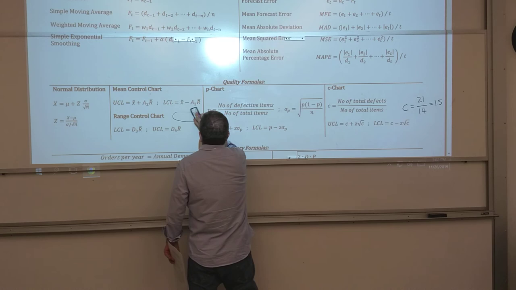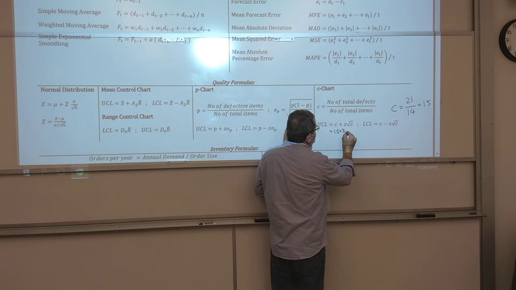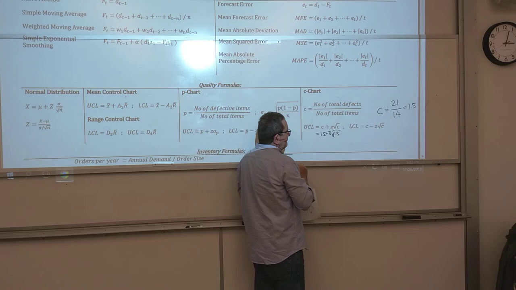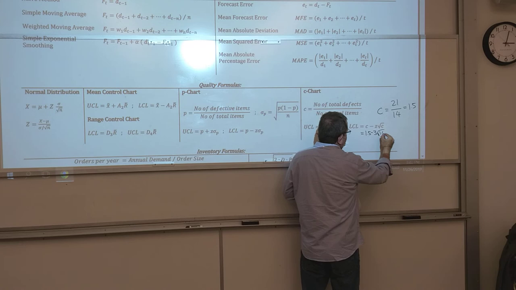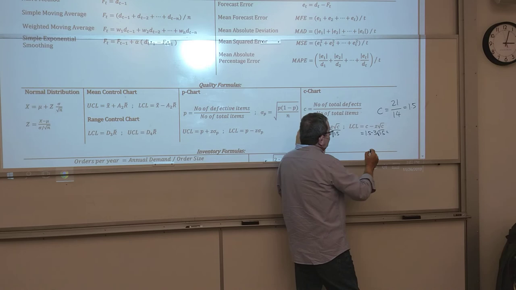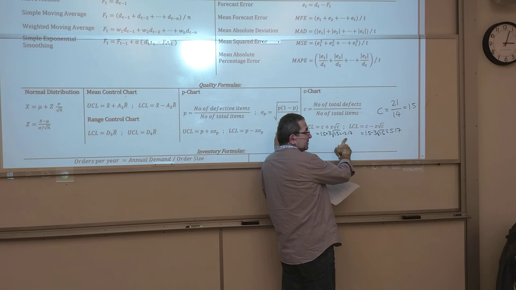So the upper control limit will be 1.5 plus 3 times square root of 1.5, because 3 sigma was given in the question. The lower control limit will be 1.5 minus 3 times square root of 1.5. So this is going to be roughly 5.17. This is going to be minus 2.17. Again, this cannot be negative. So we set it to zero.